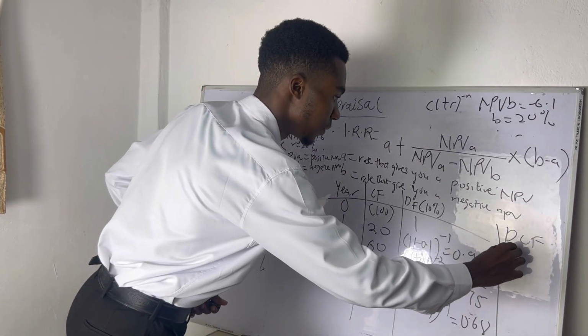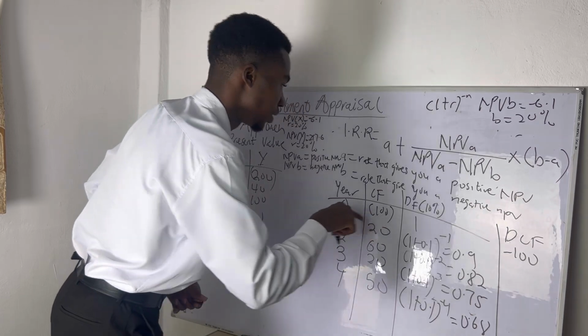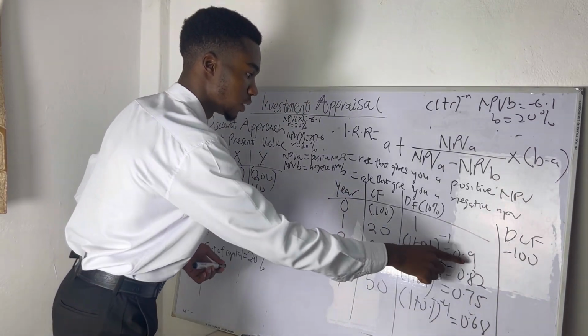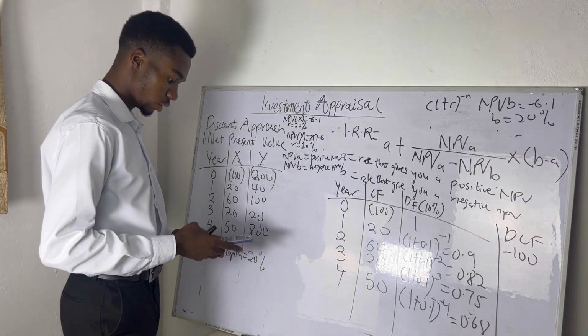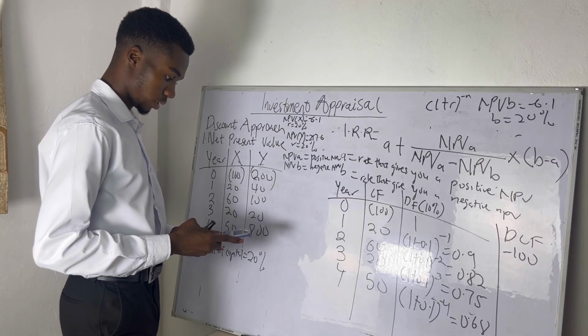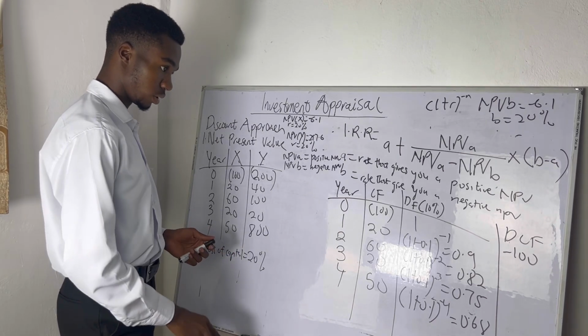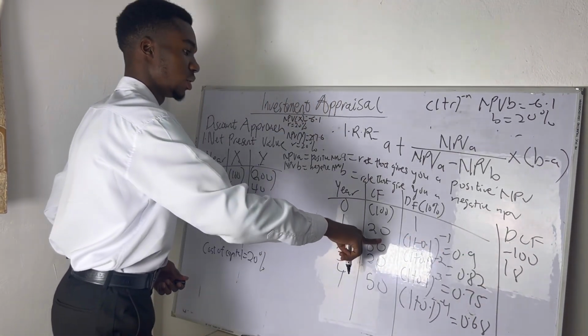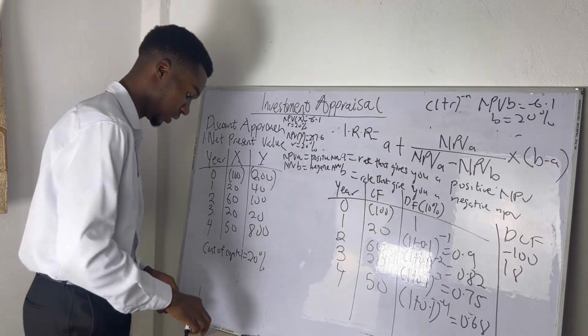So like I said, for year 0 is always negative 100. So negative the cash flow. So it's going to be 20 times 0.9. So 20 times 0.9 is equal to 18. So year 1, we're actually getting 20, but the present value now is 18.